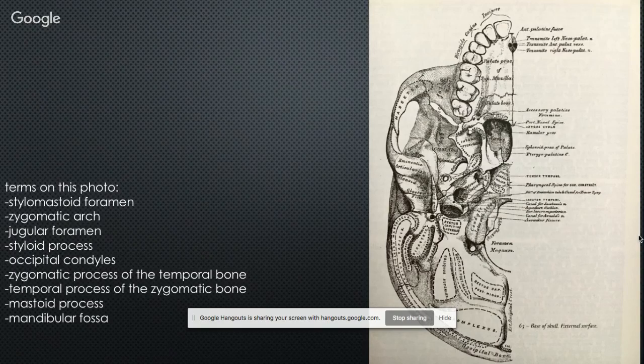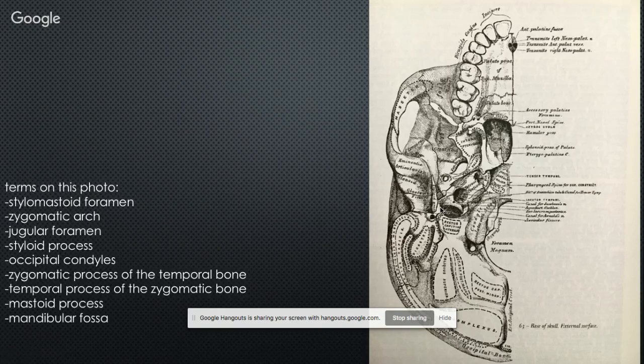Next slide, we have an inferior view of the skull. This one has quite a few structures that may seem tricky at first, but the longer you look at it, the easier it may seem. The stylomastoid foramen is the first one I want to start with. It's this little hole right here. It may seem weirdly placed, far away from all the other ones that you need to know. But if you remember the name, stylomastoid, you break it up, it's the styloid and the mastoid process. Right here we have the mastoid process, and then here is the styloid process, and in between those, the stylomastoid foramen.